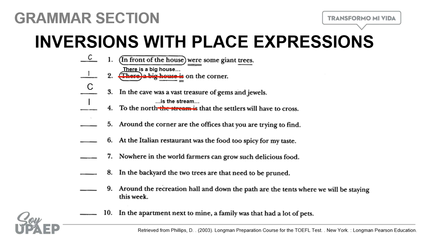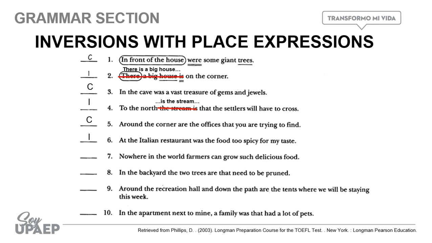cross. Number 5, around the corner are the offices that you are trying to find. It is correct. You have a prepositional phrase, around the corner, okay? And if you notice, the second clause doesn't make sense if you eliminate the prepositional phrase. That's why you need an inversion.